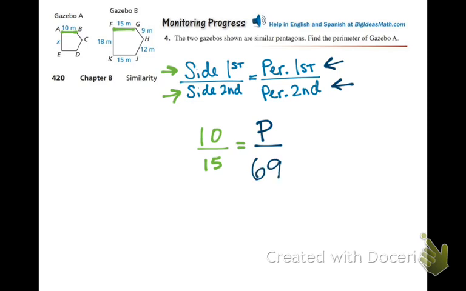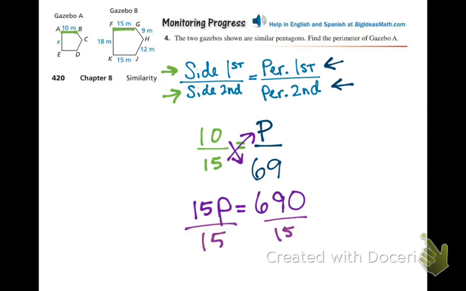We're going to cross multiply. So we got 15p equals 690. Divide by 15. And what is the perimeter? 46 meters. That's it.